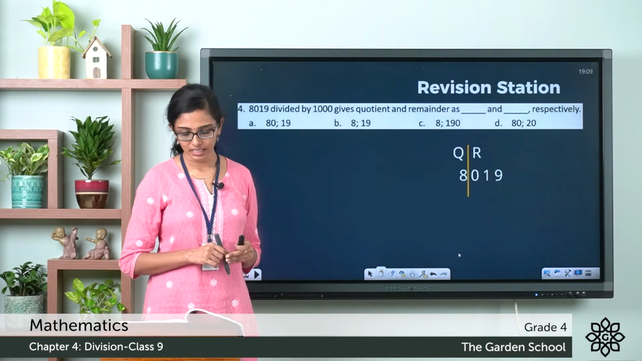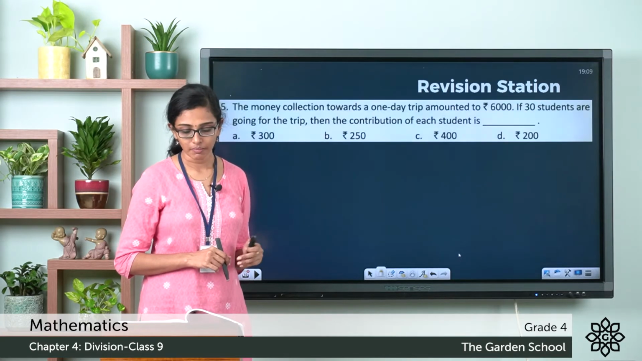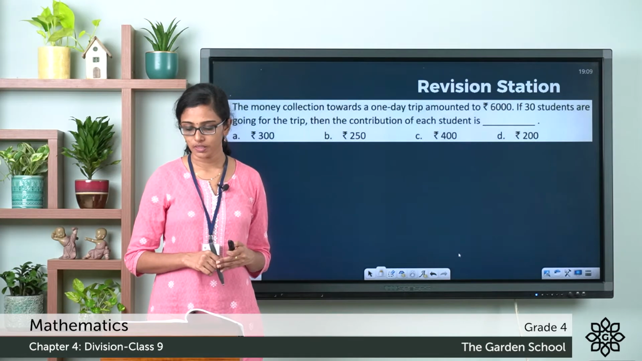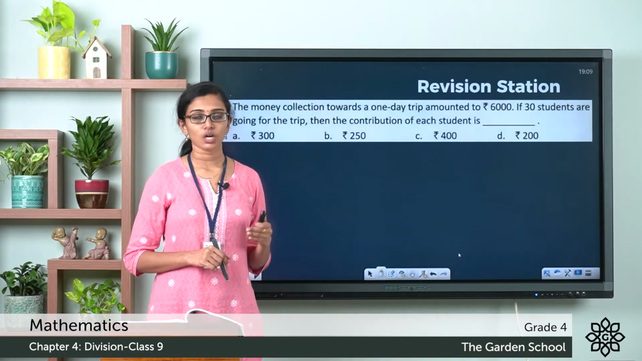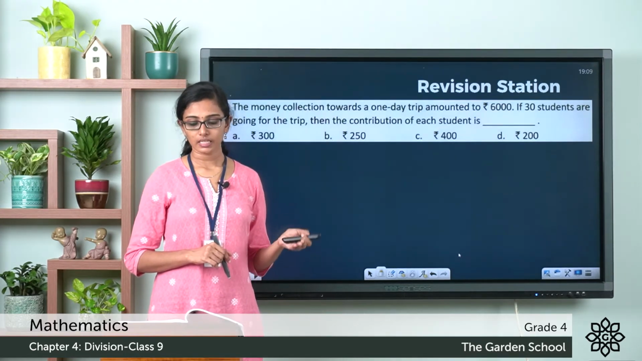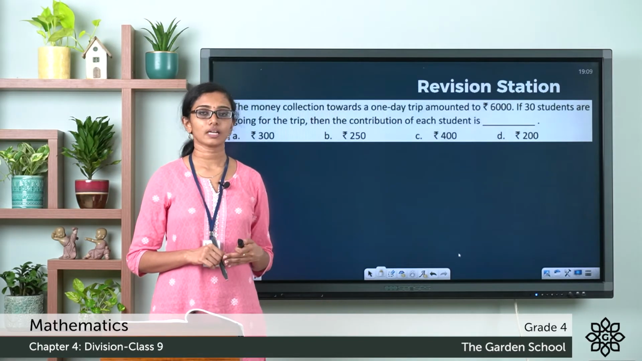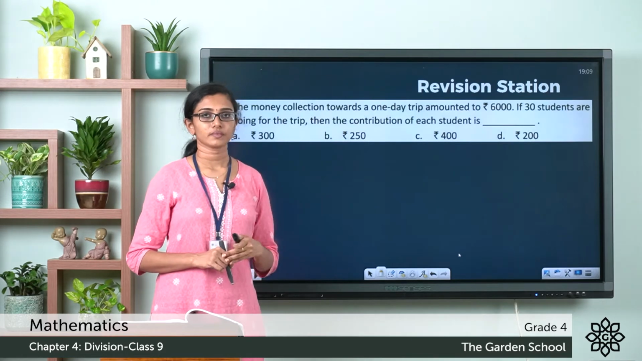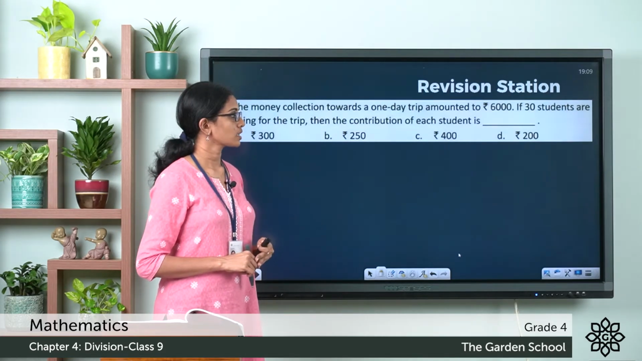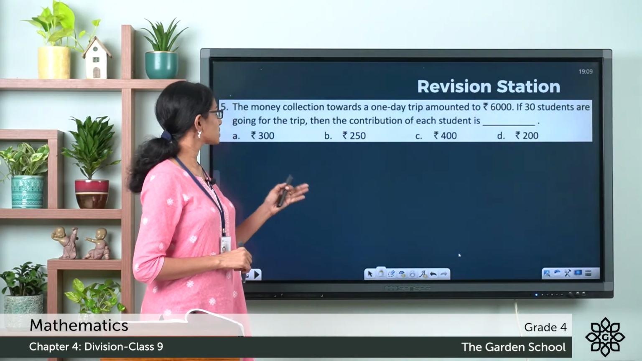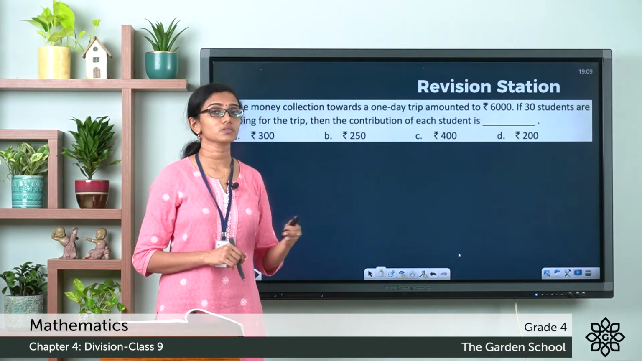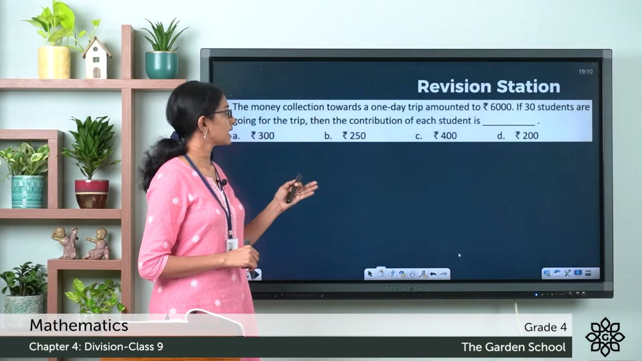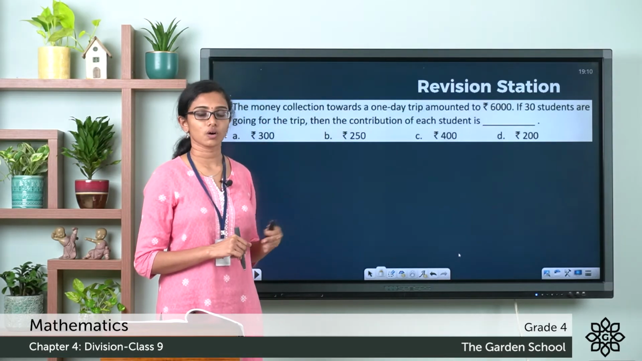Now let's discuss question number 5. It says the money collection towards a one-day trip amounted to rupees 6000. If 30 students are going for the trip, then the contribution of each student is. We know the total amount collected is 6000 rupees, and 30 students are going for the trip, so the number of students is equal to 30. You need to find out the amount each student contributed.